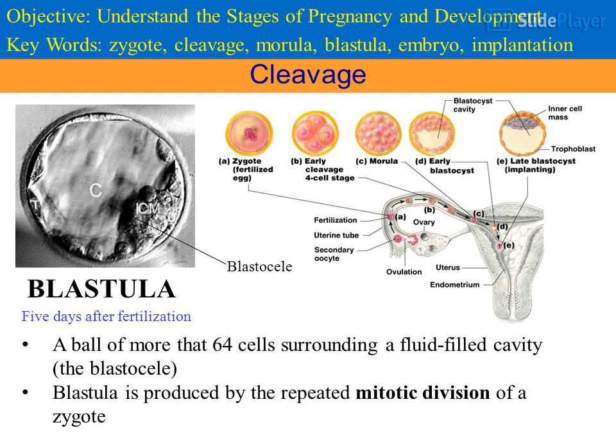Cleavage. Blastocell. Blastula. 5 days after fertilization. A ball of more than 64 cells surrounding a fluid-filled cavity, the blastocell. The blastula is produced by the repeated mitotic division of a zygote.